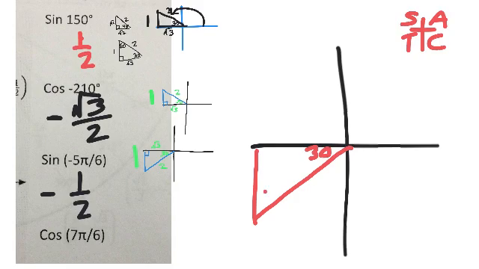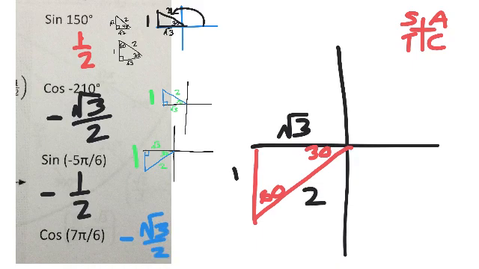So that's a 30, 60, 90 special right triangle. Across from the 30 is 1. Across from the 60 is radical 3. Across from the 90 is 2. I'm in the third quadrant. Only tangent is positive in the third quadrant. Therefore, my answer here is going to be negative. Cosine is the adjacent over the hypotenuse. So my adjacent side is radical 3. My hypotenuse is 2. So my answer there is negative radical 3 over 2.